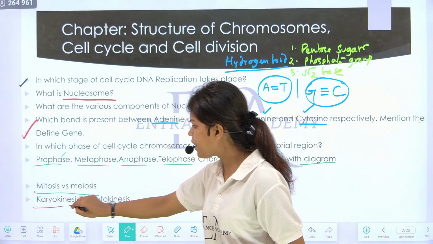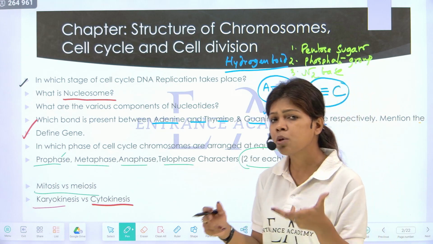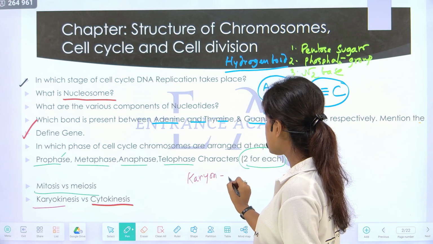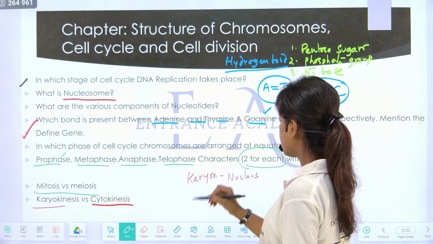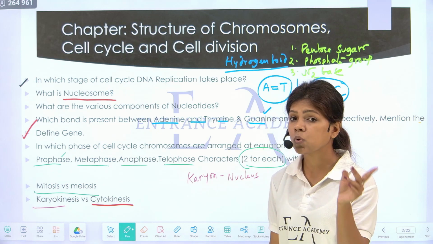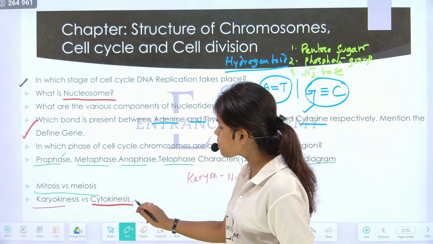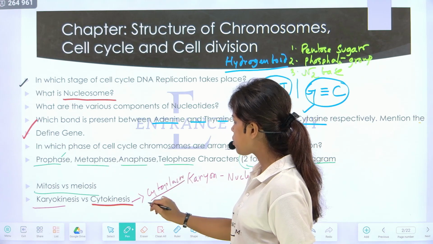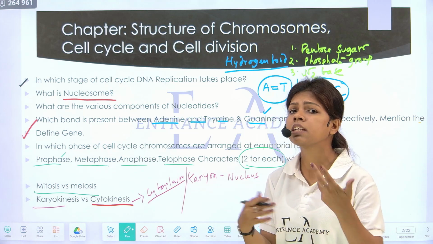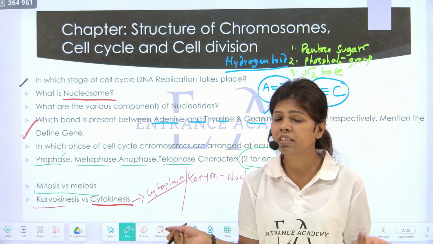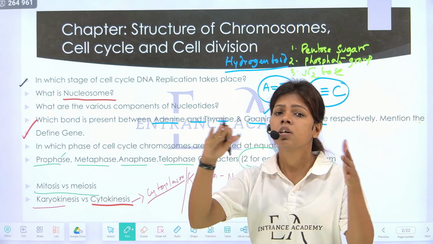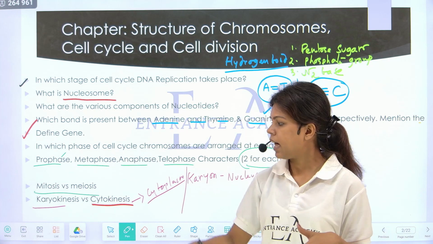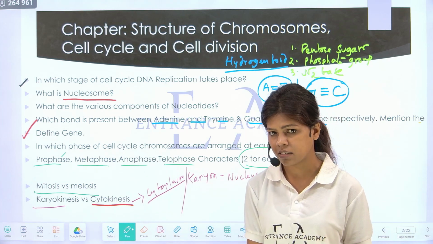Last question, karyokinesis versus cytokinesis. Karyokinesis, the word karyon means nucleus. So the division of the nucleus is known as karyokinesis, whereas the division of the cytoplasm is known as cytokinesis. Because during cell division, first the nuclear division takes place, that is karyokinesis. After that the cytokinesis will take place and the cell will become two halves. So karyokinesis is the division of the nucleus and cytokinesis is the division of the cytoplasm.